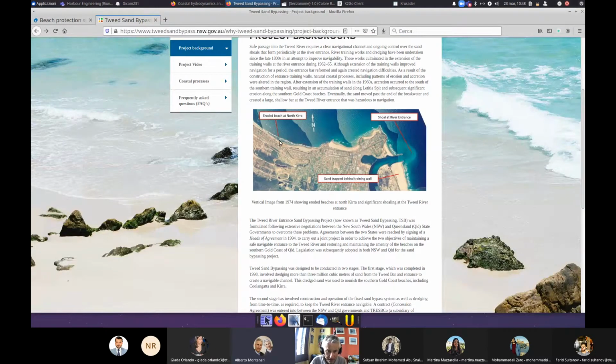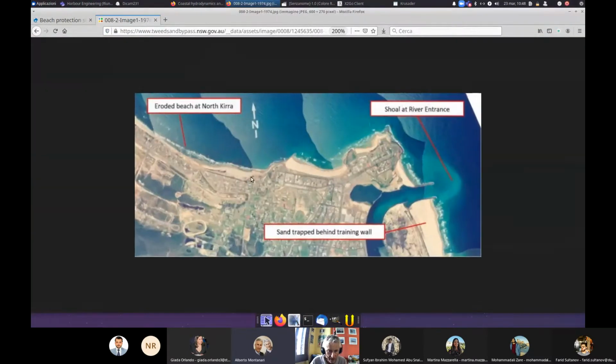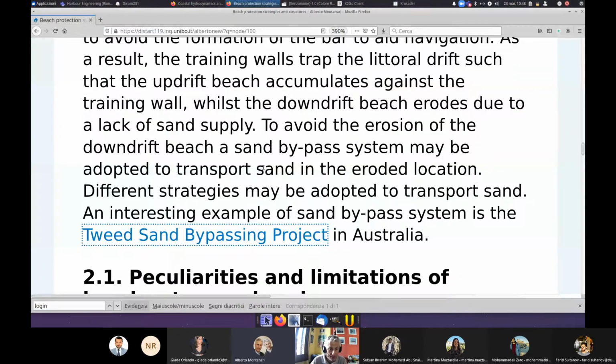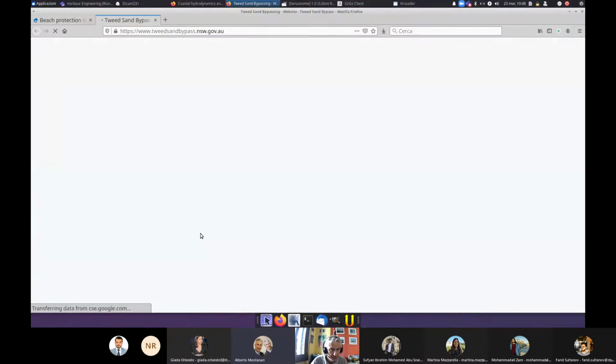Basically, I didn't show this to you. Let me see. The erosion extended up to here. You see, they had erosion up to here in the left of the figure, and of course, with an impact on tourism and several activities. Oops, sorry, I closed it.